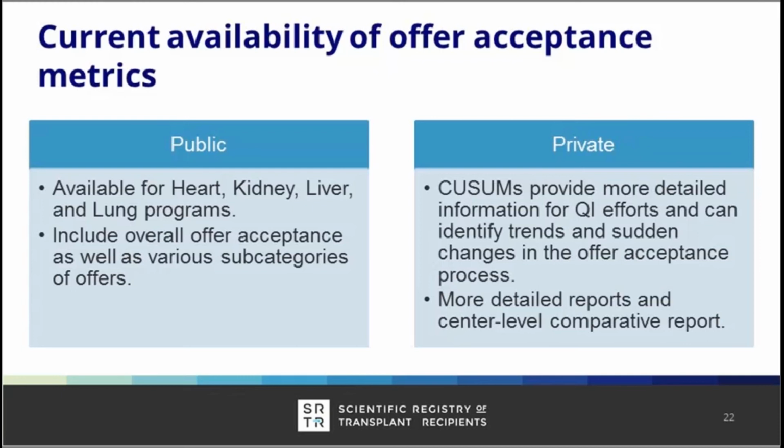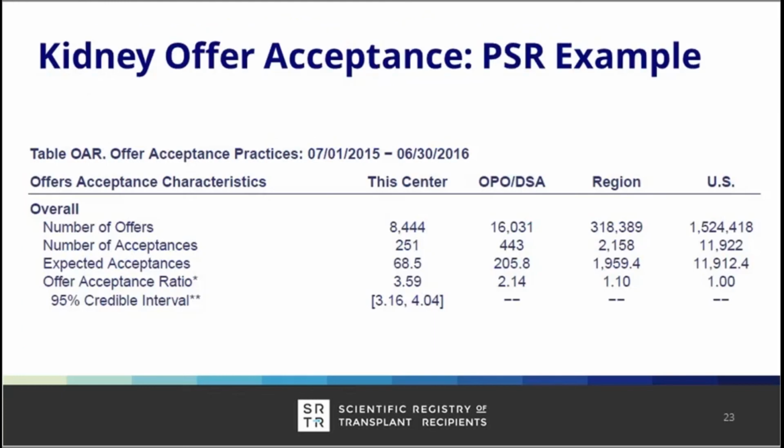And we also provide on the private site a comparative report that gives center-level data in sort of a tabular format that you can sort and look at different categories of offers and see how your program stacks up relative to your peers or any other program that you want to see. So those are available, and I'll show you examples of what each of those look like.